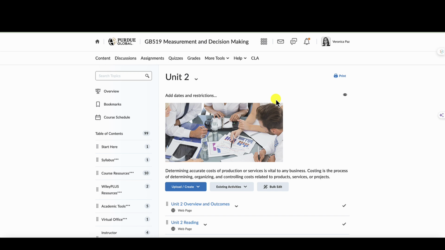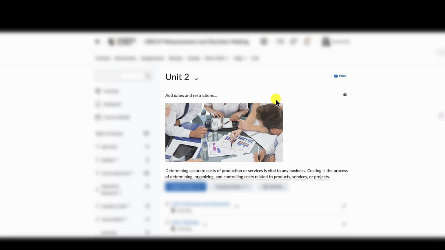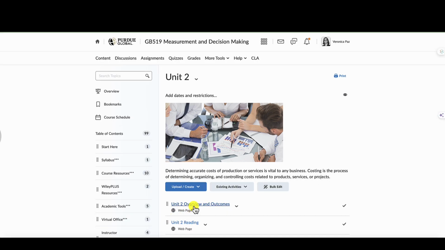We are determining accurate costs of production or services, as it is vital to any business. Costing is the process of determining, organizing, and controlling costs related to products, services, or projects. So let's start with Unit 2, Overview and Outcomes.